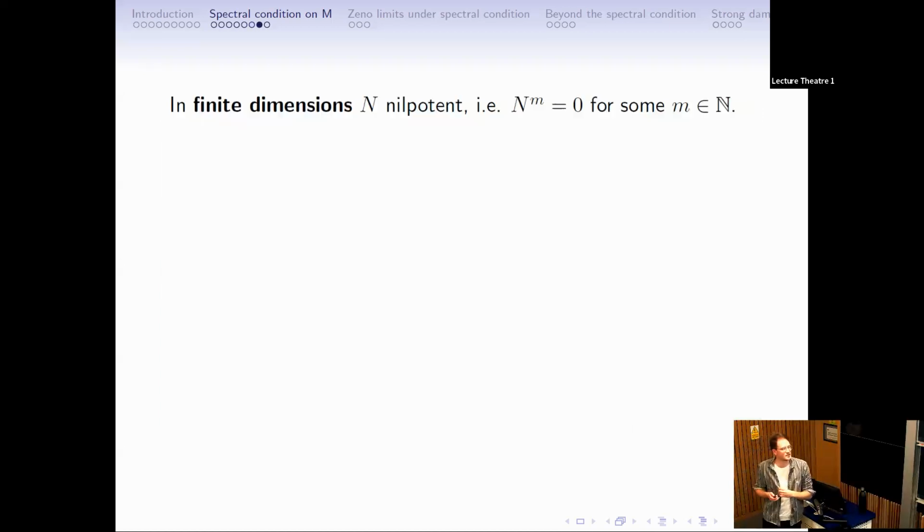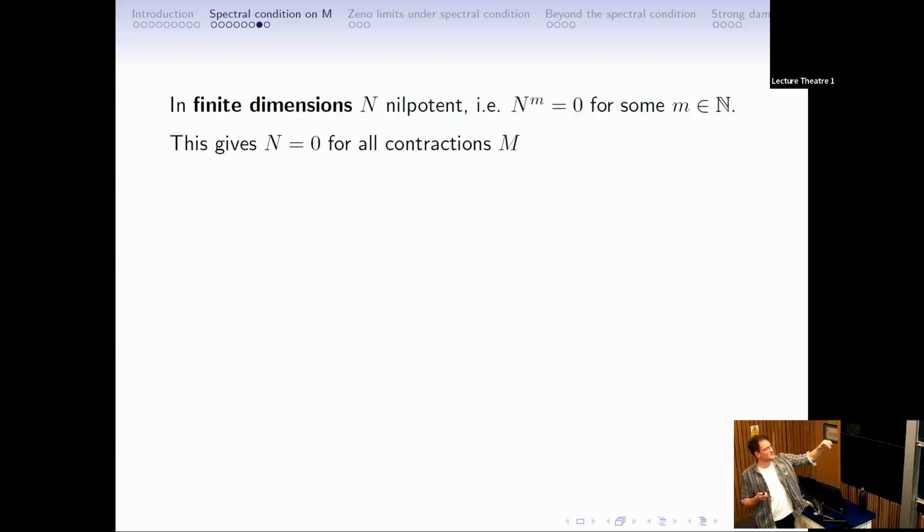Now, that's the argument Reinhard was pointing out in finite dimensions. You can ask, is N maybe trivially 0 all the time? That's the case in finite dimensions, just by assuming that M is a contraction. In finite dimensions, N must be nilpotent, not just quasi-nilpotent, so at some point powers of N just disappear. This gives that N is equal to 0.